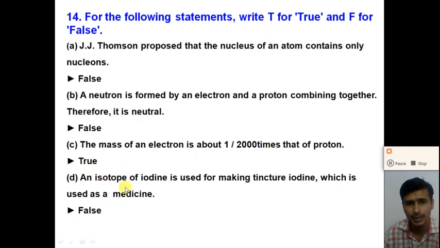D. An isotope of iodine is used for making tincture of iodine, which is used as a medicine, right? This statement is false. Iodine is used for the tincture of iodine, but not an isotope of iodine.